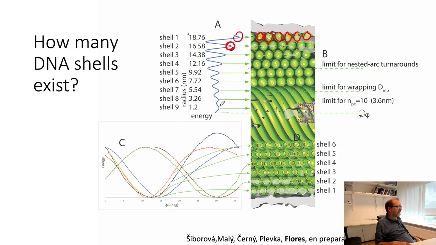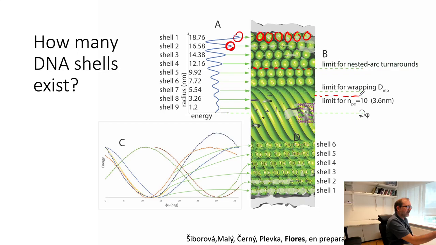So I'm fairly confident that there are 9 shells, okay? That's not to say that all shells are the same, right? I told you that there's a limit for how many follow this nested arc turnaround rule, and that's 4 shells, because that's how many you can stack up on the portal protein.